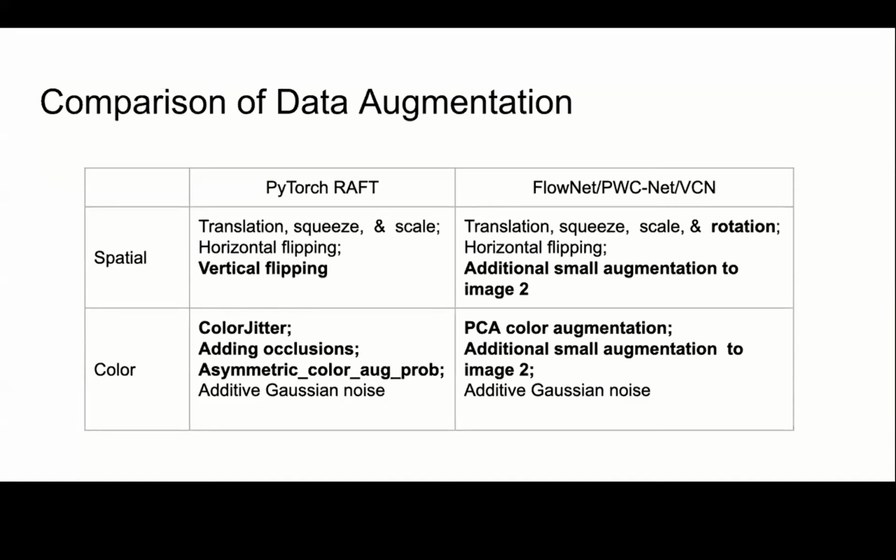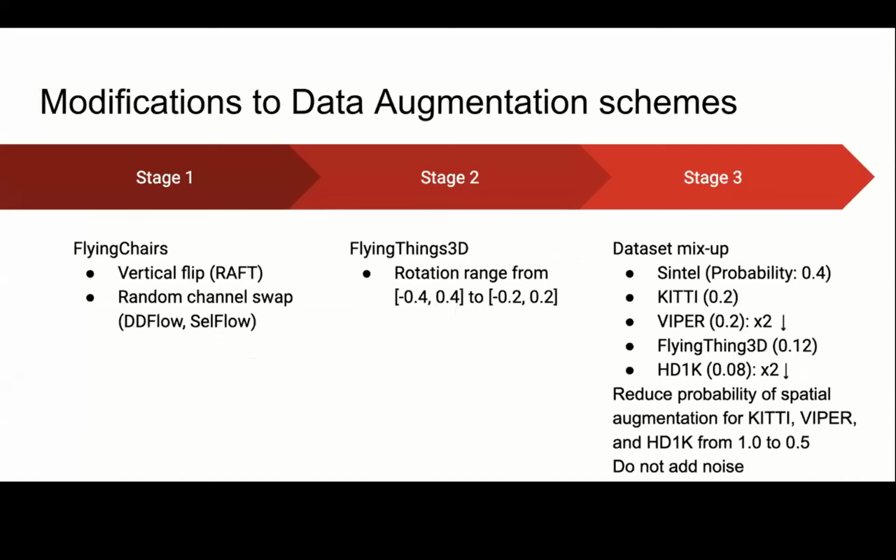By comparison, the FlowNet kind of augmentation will project the image color into a PCA space and perturb the PCA coefficients before projecting back. And there is an additional small augmentation applied to the second image. Our augmentation scheme is basically based on this one, but we make the following changes for different stages.